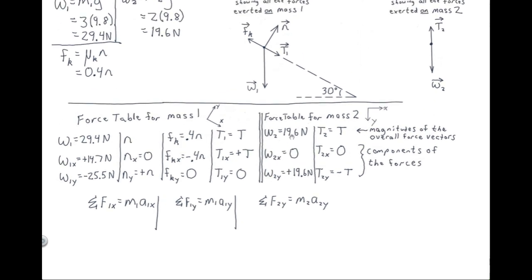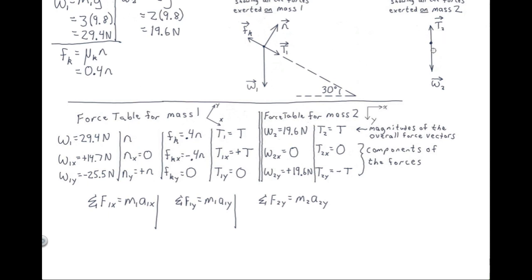But notice that object 2 has no forces in the x component. Again, you can see here that all the x components for mass 2 are 0. Since all the x components of the forces are 0 for mass 2, there's no need to write the Newton's second law equation for the x component for object 2. We only need to write the Newton's second law equation for the y component for object 2.